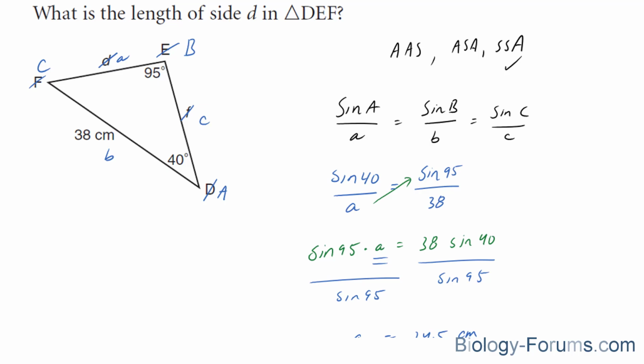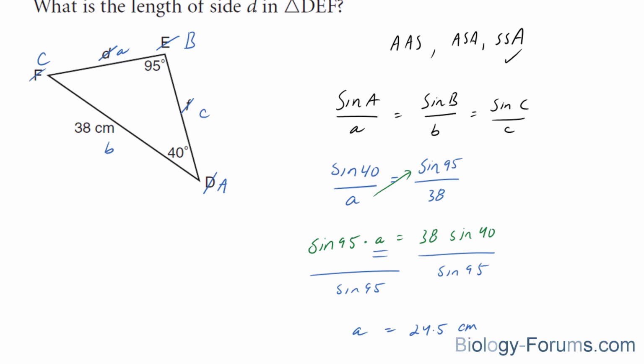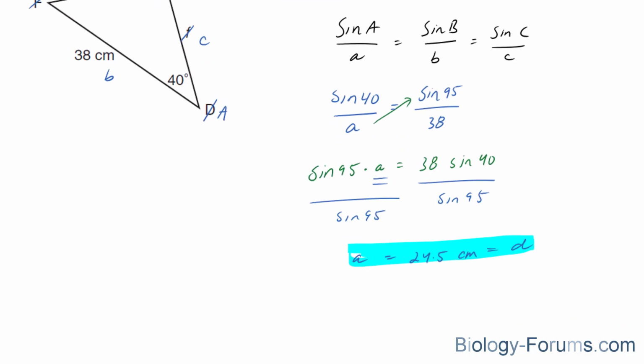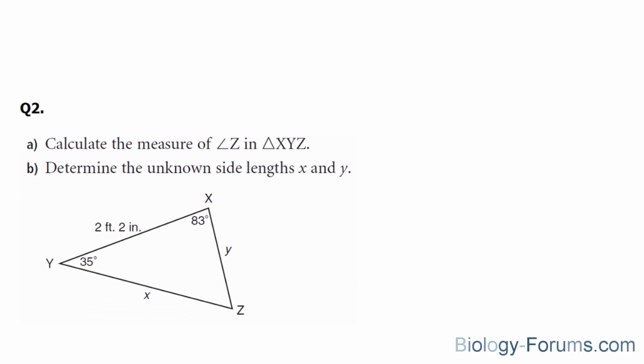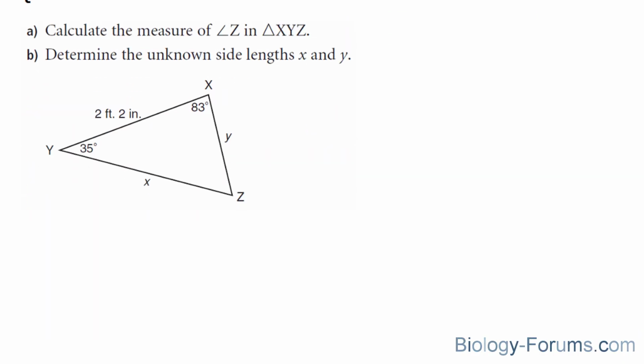Now, since they wanted us to find what side D was, we're going to assume that A is equal to 24.5, which is equal to D. Now we're going to move on to another example, just so that we are perfectly clear with the sine law. In this example, they are asking us to calculate the measure of angle Z, and to determine the unknown side lengths of X and Y. So there's a little bit more to do here.